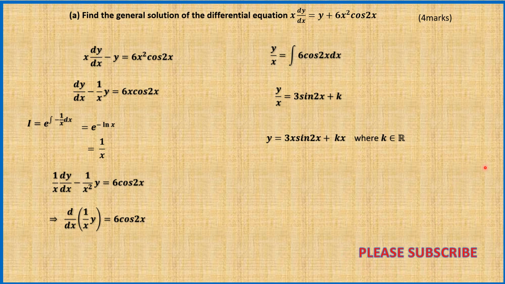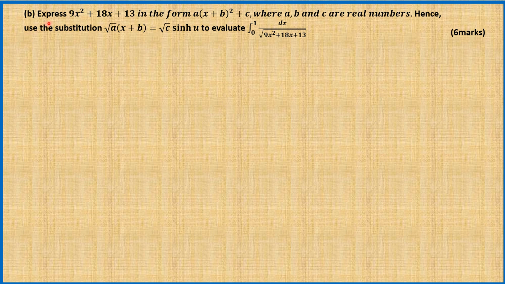So let's move on to the next part of the question. We have to express this in the form given. So we have this quadratic that has been given to us. Looking at this form, all they're asking us to do is just to complete the square of this quadratic. So this is what we are going to do.